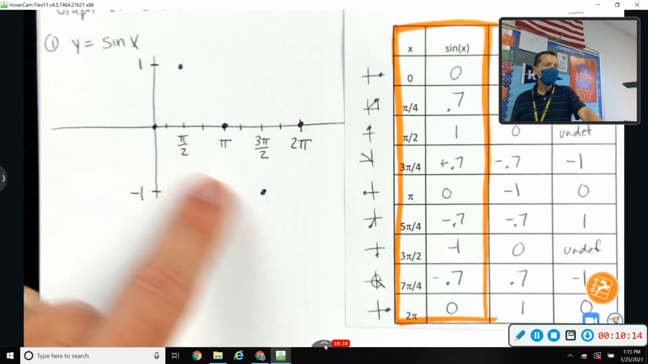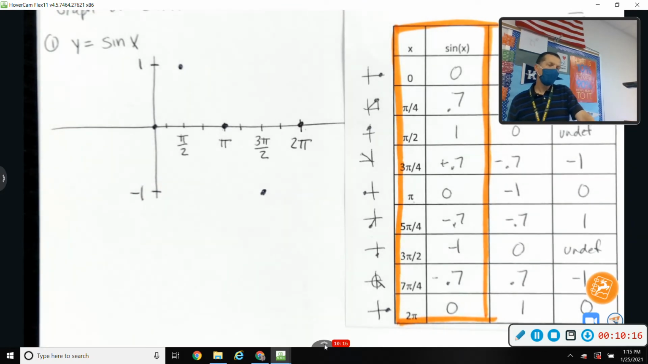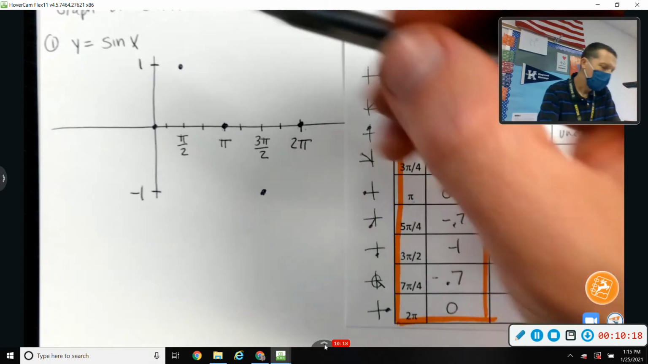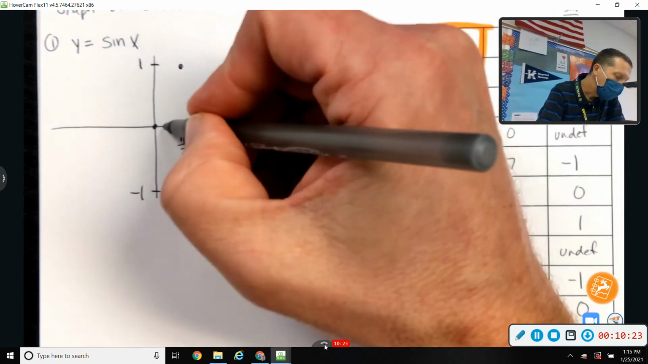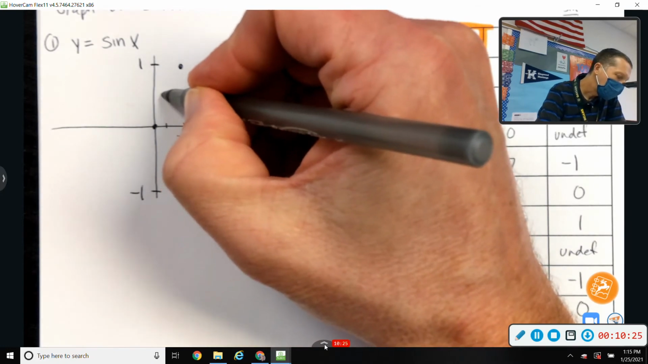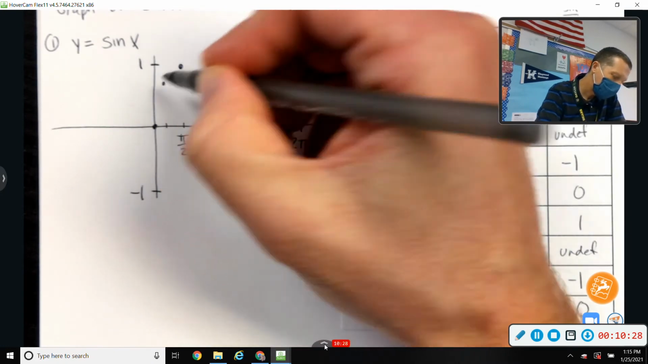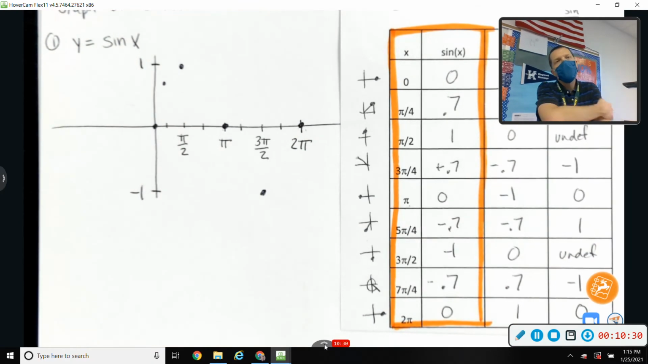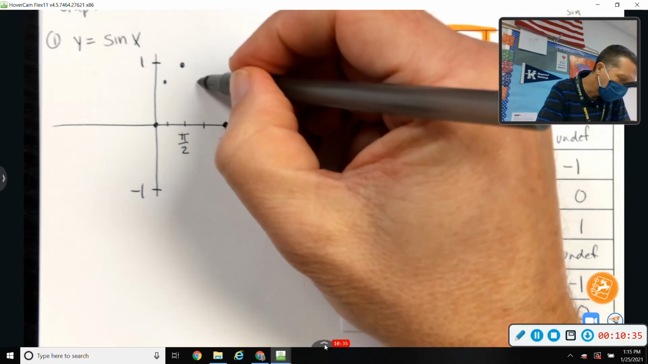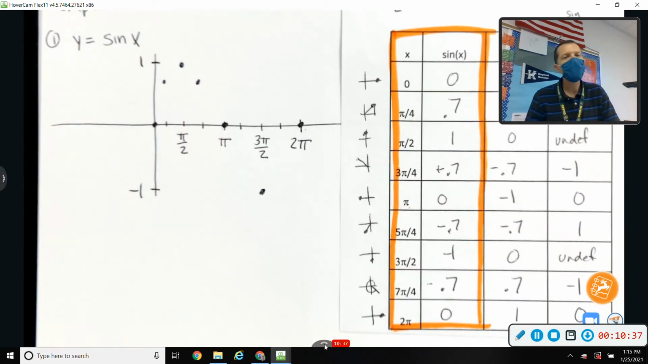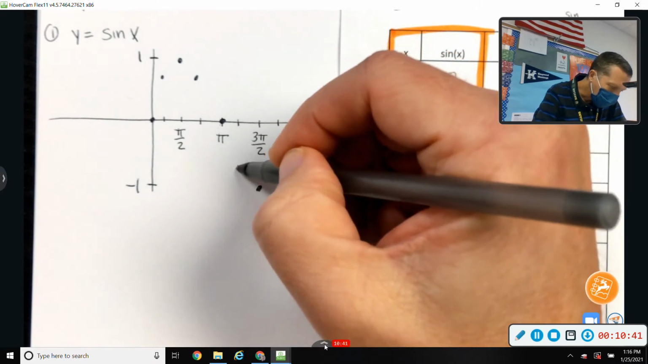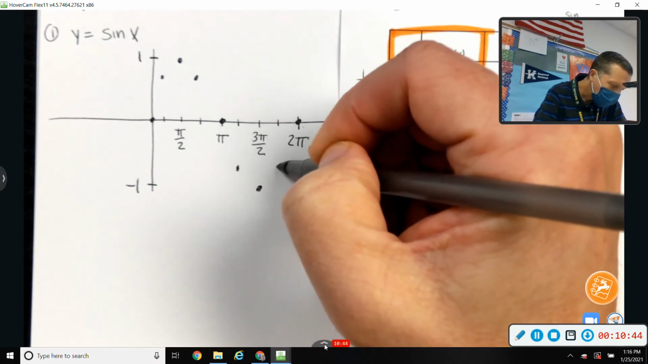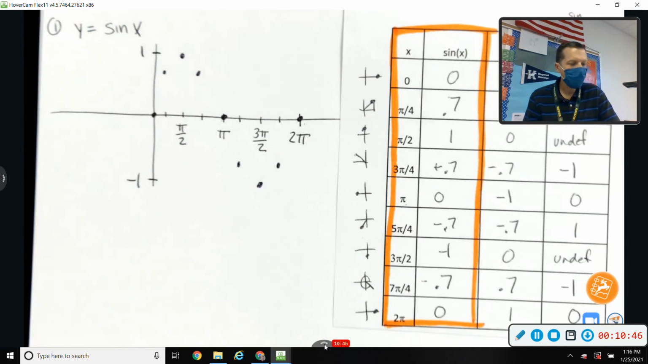But you can tell from the points you have probably whether they're going to be positive or negative. Well, maybe you can't because we haven't done this graph before, but this first one's positive 0.7. Again, so a little more than half. At 3 pi over 4, we're at positive 0.7. At 5 pi over 4, we're at negative 0.7. And at 7 pi over 4, we're at negative 0.7.